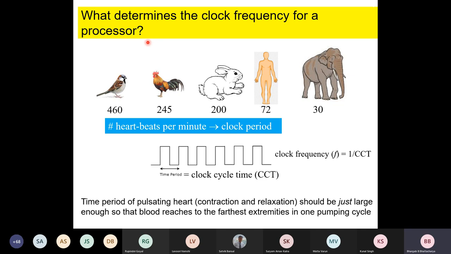So in this context, let me ask you the following question: what then determines the clock frequency of a processor? Just look into this analogy and you should be able to give me the answer. What determines the clock frequency of a processor? There may be many factors, but you could possibly identify one of the most important factors.